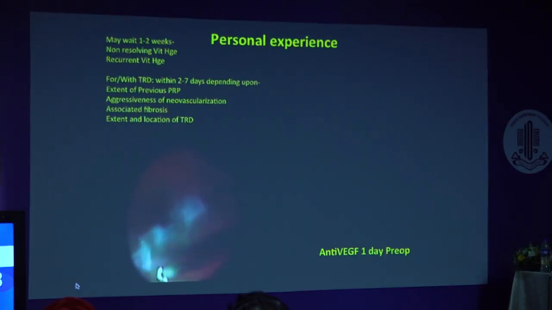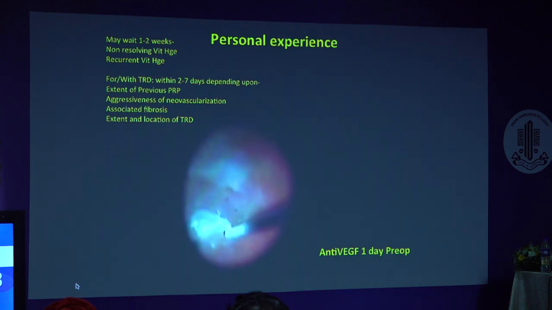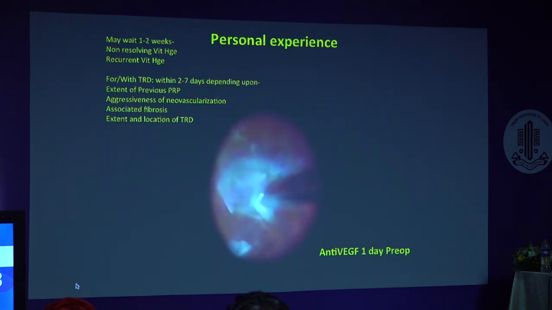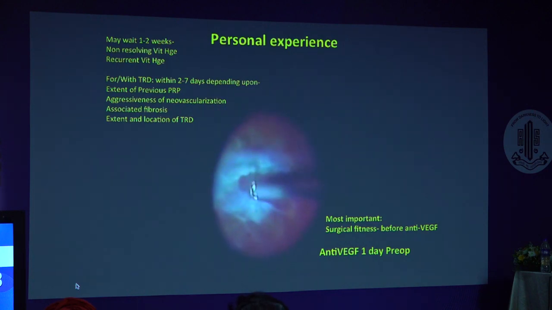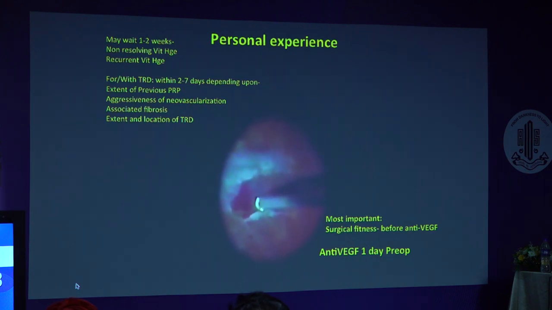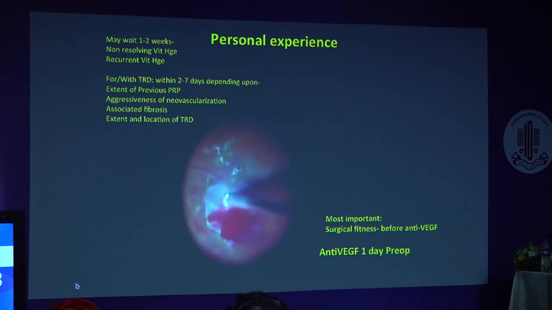As per our personal experience, we may wait for a few weeks in presence of non-resolving vitreous hemorrhage or recurrent vitreous hemorrhages without any significant traction. But for TRDs, it's safer to operate within 2 to 7 days. Yes, the most important thing is to get surgical fitness before giving anti-VEGF, because that sometimes creates problems. Many times general ophthalmologists inject and refer to vitreoretinal surgeons, and the patient is not fit for surgery, and that becomes a trouble for us.